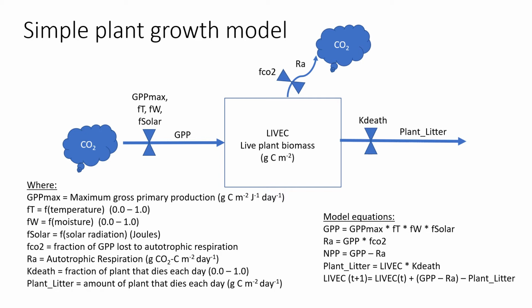We'll look at a simple plant growth model, just looking at the plant portion of the previous slide, but let's add some more detail to it. Again, we have one carbon pool that represents all the live biomass in the ecosystem. The amount of carbon going into that live pool is the gross primary production. What's coming out of it is autotrophic respiration, and then the plant can also die and send that litter to another part of the ecosystem.